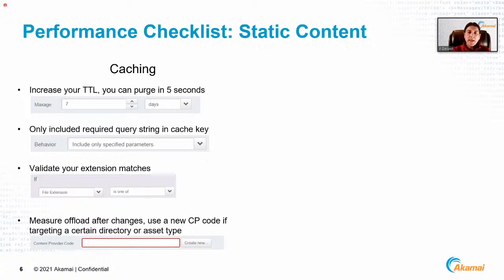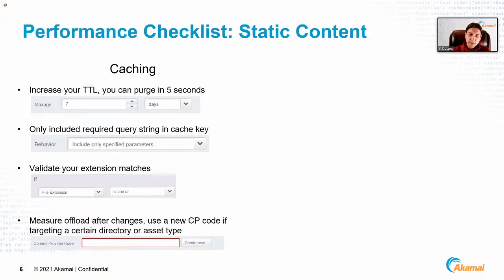That used to be a concern among folks making cache TTLs too long, but given how quickly we can purge today, we've seen that really go away. So make sure you increase your TTL to the extent reasonable. 7 days is a good start. If you have longer, you can certainly do it.